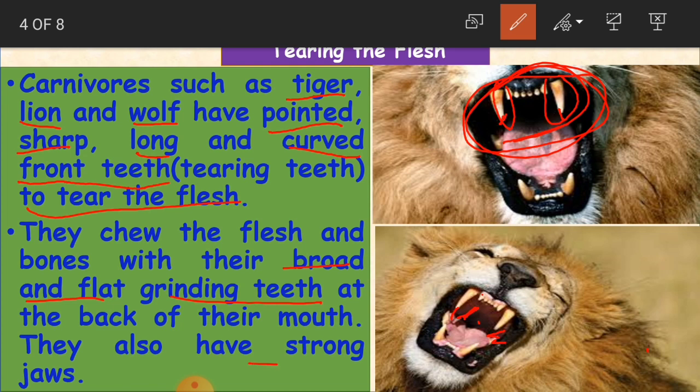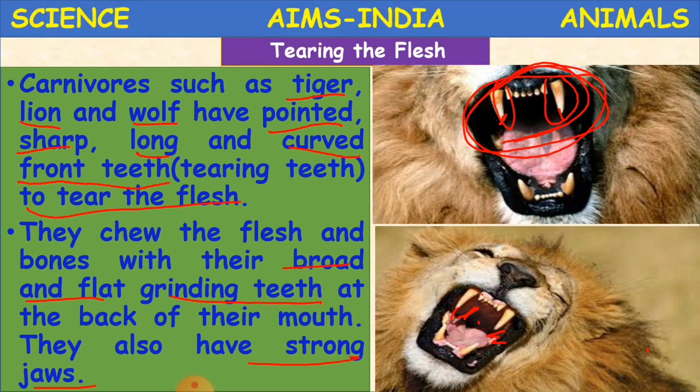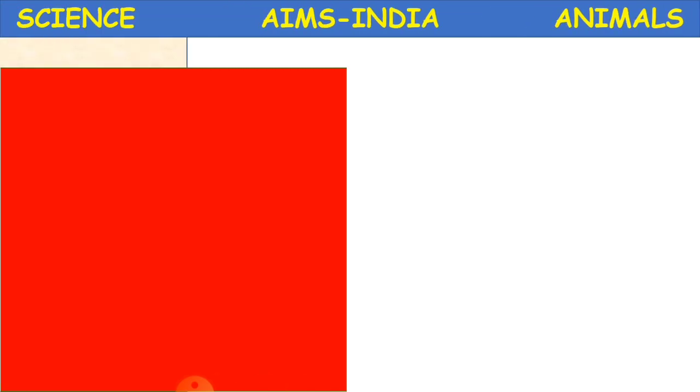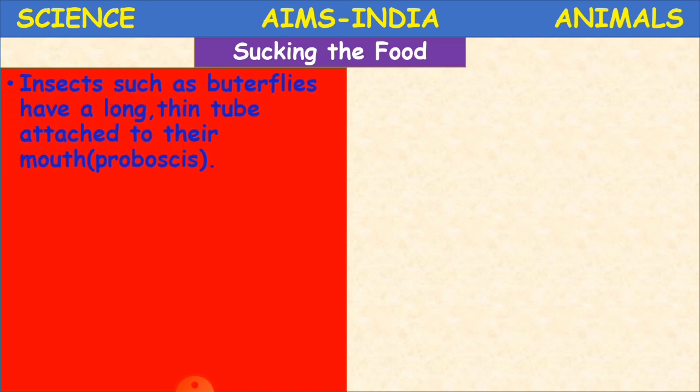They also have strong jaws. Even their jaws are very strong. Why? Because they eat animal flesh, in the sense it's a very hard food. So they have strong jaws to eat this animal food. Clear, children? Able to understand? Yes, now. So this is how carnivores tear the flesh, the ones that eat only animal food.